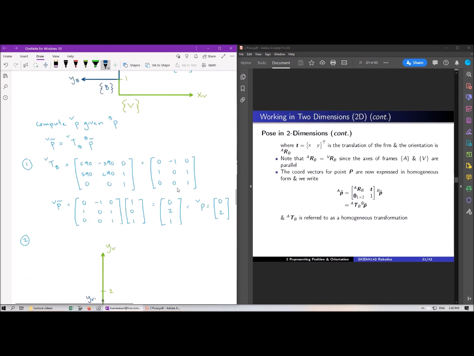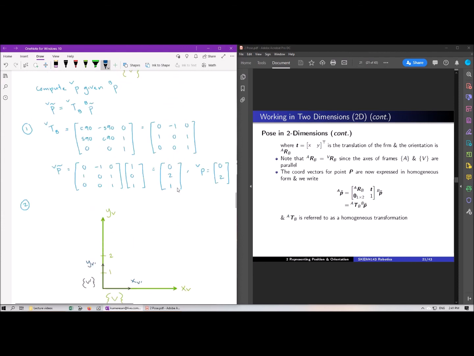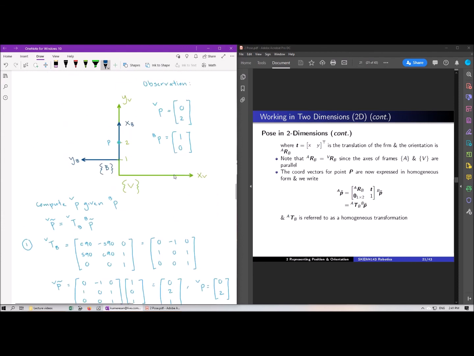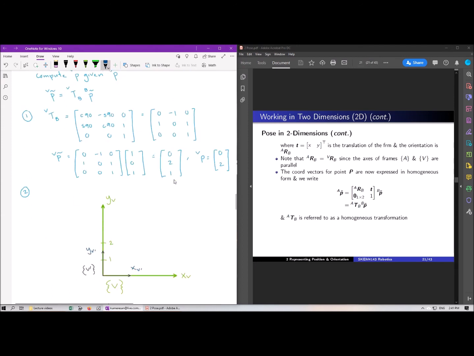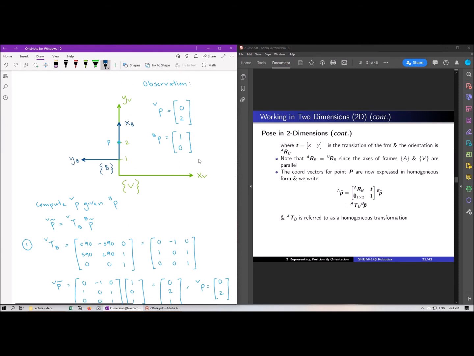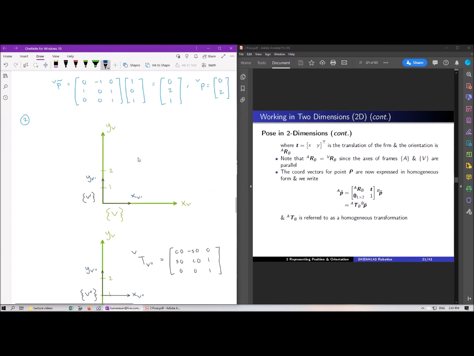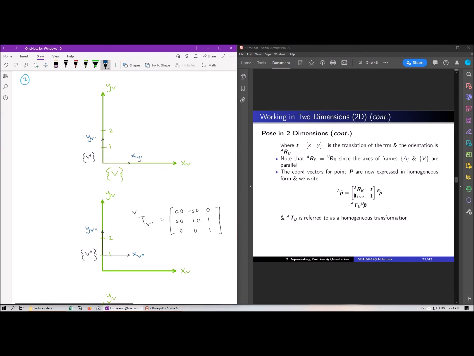That is one method. Another method is by looking at this as a series of rotation and translation motions. This is our problem. Imagine in the beginning you have an imaginary coordinate frame V prime, shown as this, which coincides with our coordinate frame V.